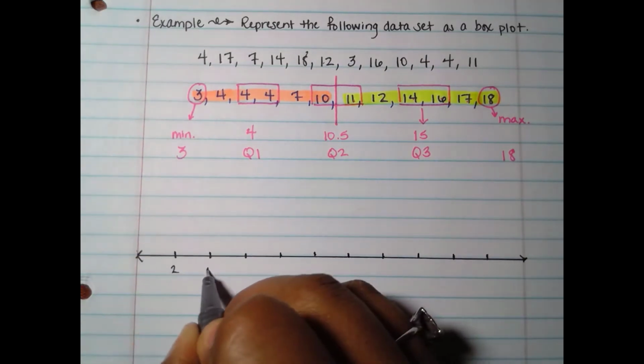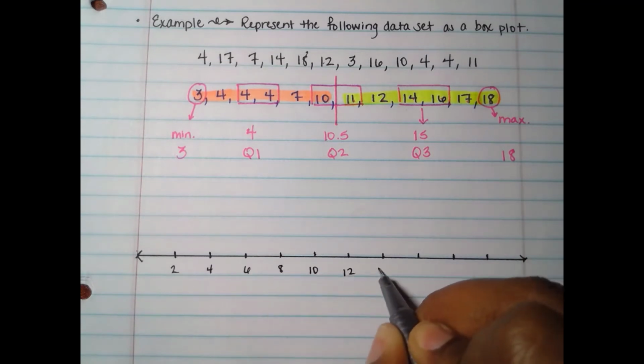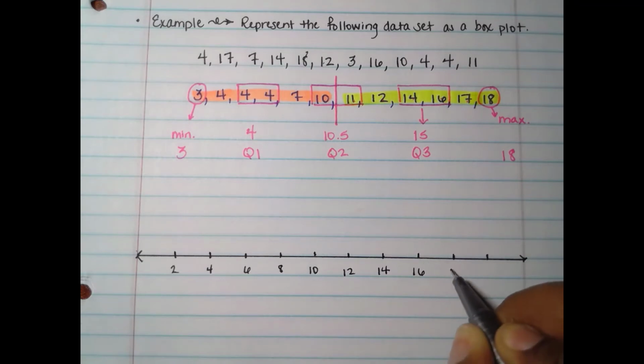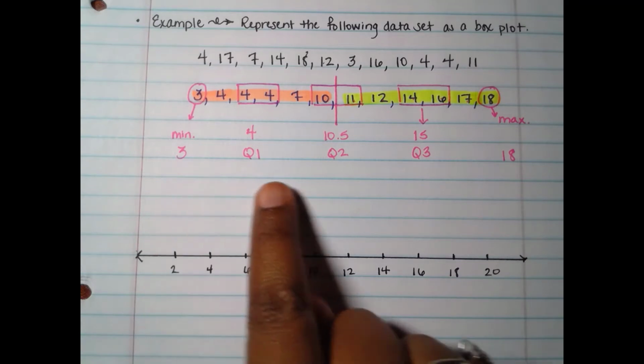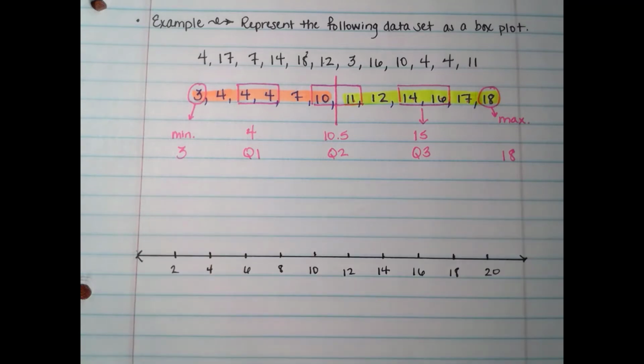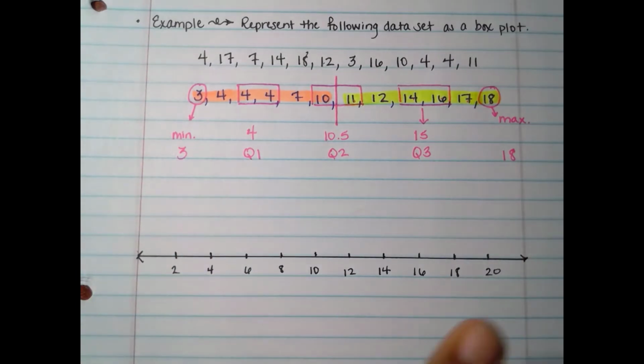So 2, 4, 6, 8, 10, 12, 14, 16, 18, and 20. So therefore, I've drawn my number line and it's big enough to include all of the numbers here. Now the third step says that we have to mark the values in the 5-number summary with vertical dashes. So for every number up here, we're going to mark it on our number line.